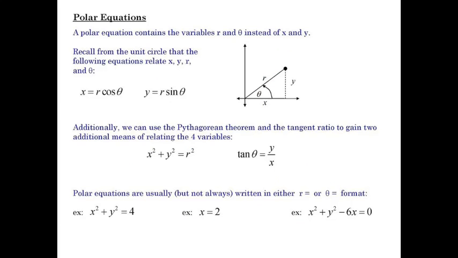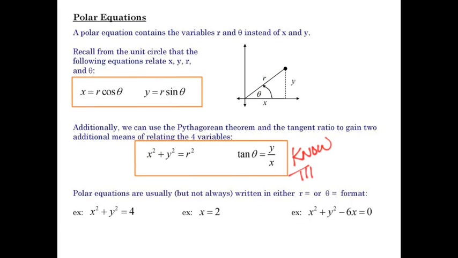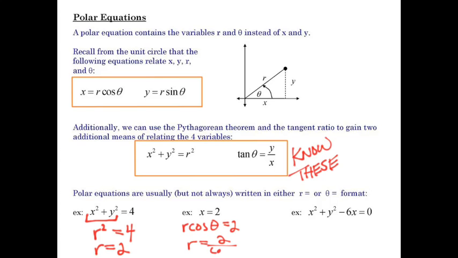Alright, so again, this is for equations. We use the same things from before. We're going to again want to know these. These are how we relate them. This is r is 4, that's r squared. If x is 2, that's r cosine theta. And so then I have my value for r, which is 2 over cosine theta. This is my value for r squared.